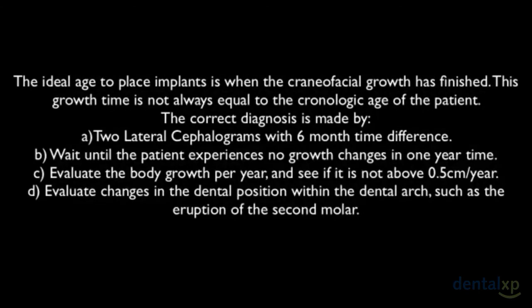So, to determine if the patient has an ideal age to place implants, we should consider the following. First, take 2 lateral cephs within a 6-month interval, or it can also be a 1-year interval, and measure if there is any difference between both. Have constant communication with the patient and wait until the patient experiences no growth differences within 1 year. Evaluate body growth per year and see that it is not above 0.5 centimeters per year. Evaluate also changes in dental position within the dental arch, such as eruption of the second molar.